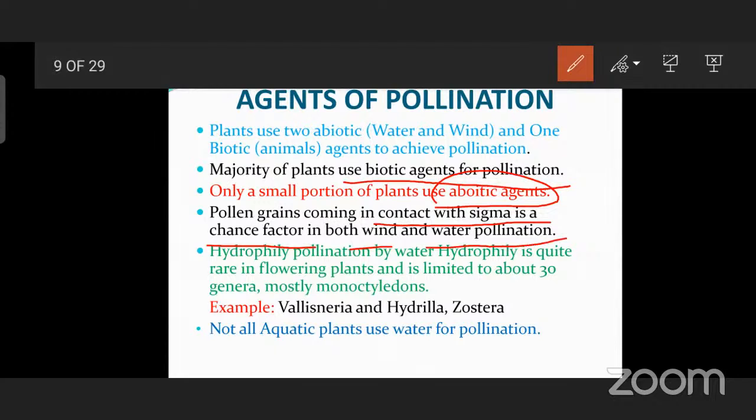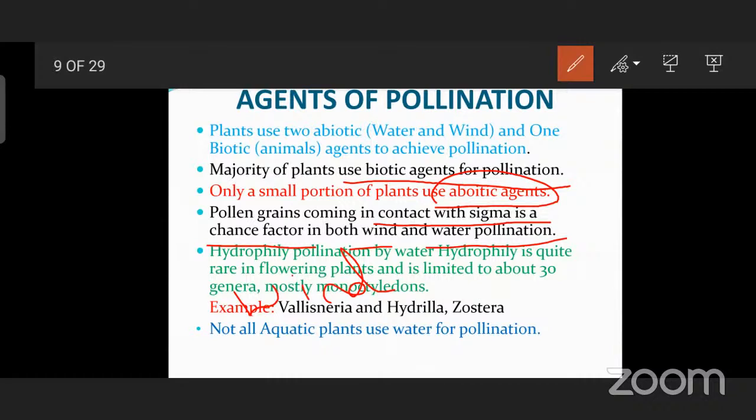So the first one among agents of pollination is anemophily. So what is anemophily? Pollination by wind. This is anemophily. It is the more common among abiotic pollination.